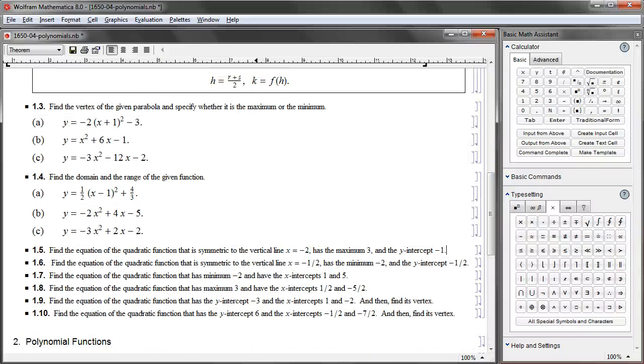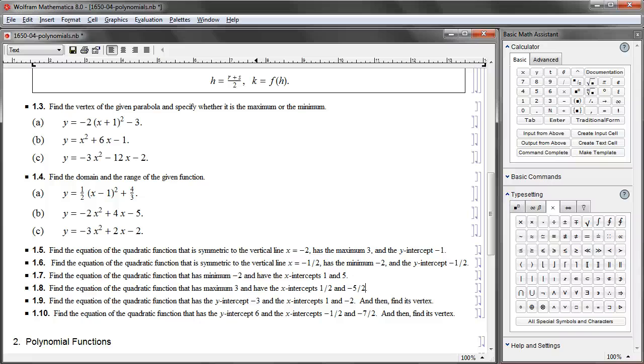For example, how about 1.5? Symmetric to vertical line x equals negative 2, so there goes your h value. Maximum 3, so there goes the k value. And y-intercept is negative 1, so if you plug in x equals 0, then you're going to get y equals negative 1 as the function value. From that, you get an equation of a, and then you can find out what a is. Well, the detail is left to the students.